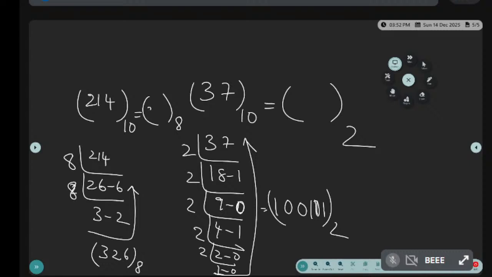326 is the answer. 326. The last one. Convert decimal to hexa equivalent.